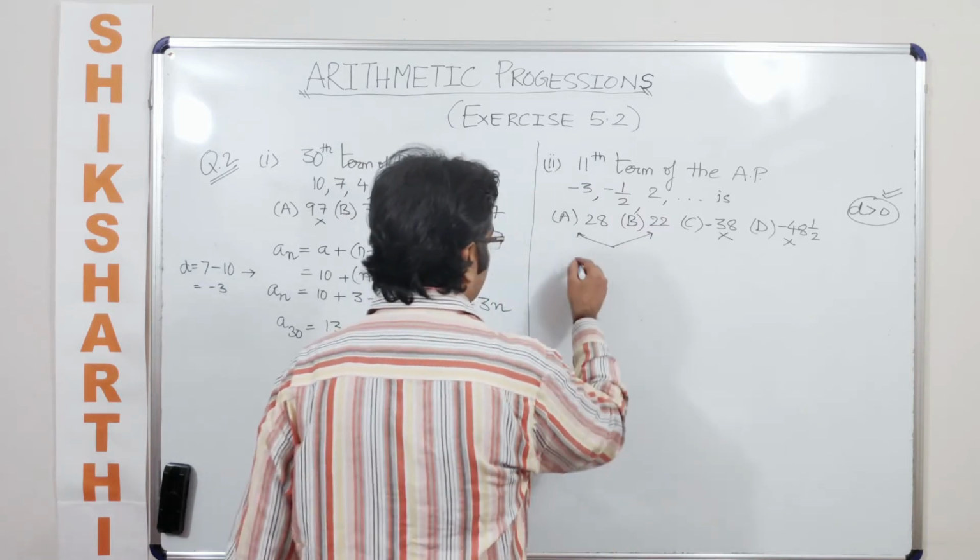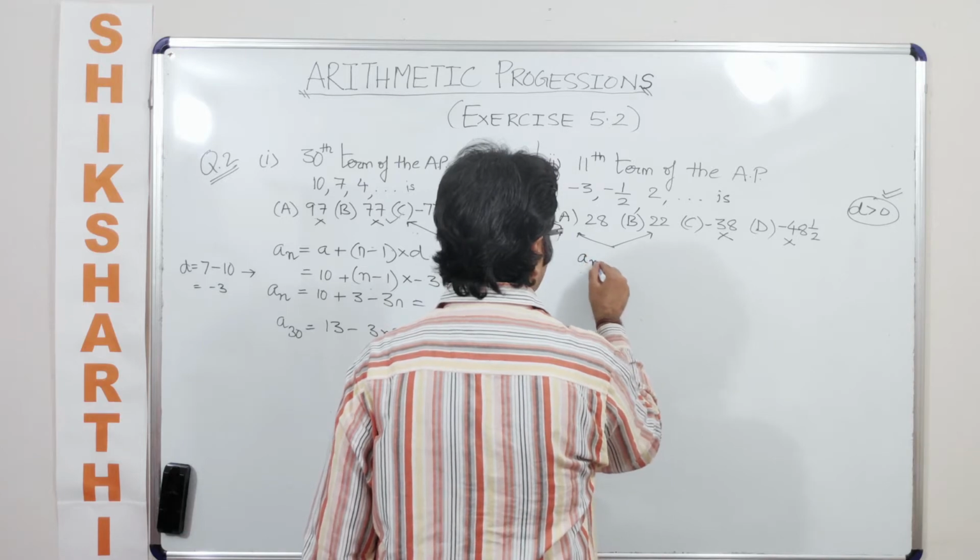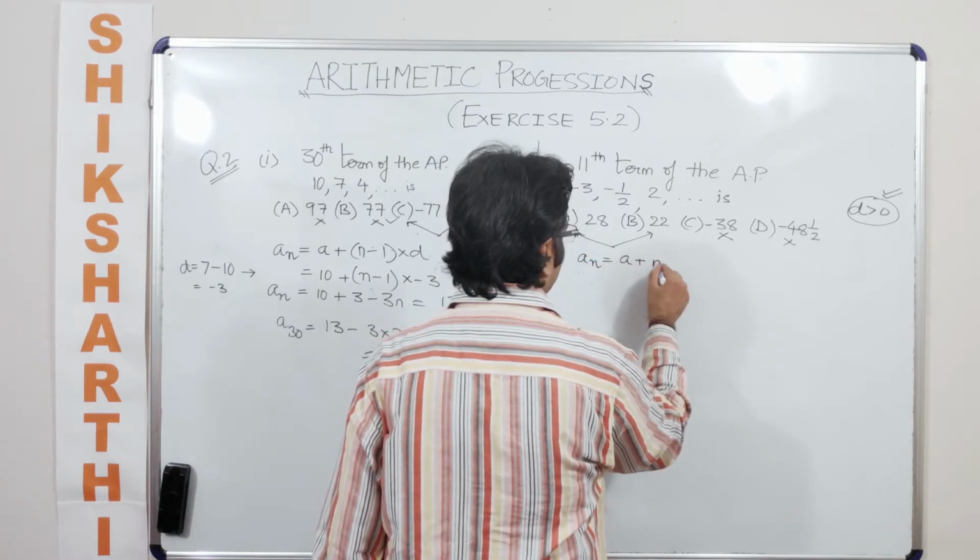So let's see. In that case, now we have to find out the 11th term. So we know that an is equal to a plus n minus 1 into d.